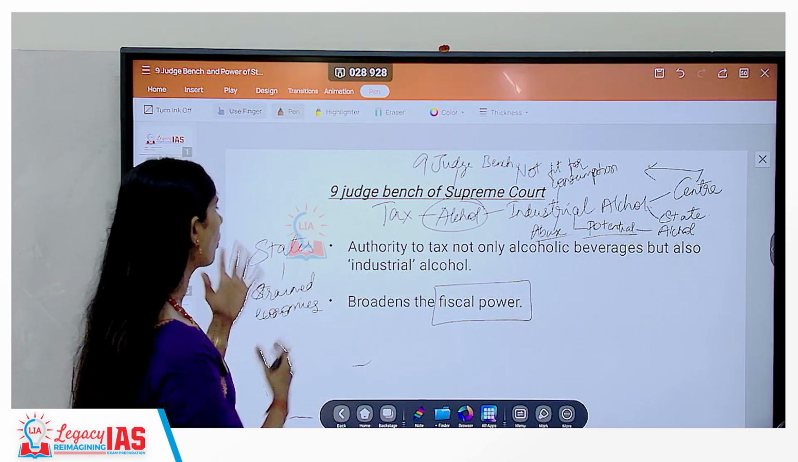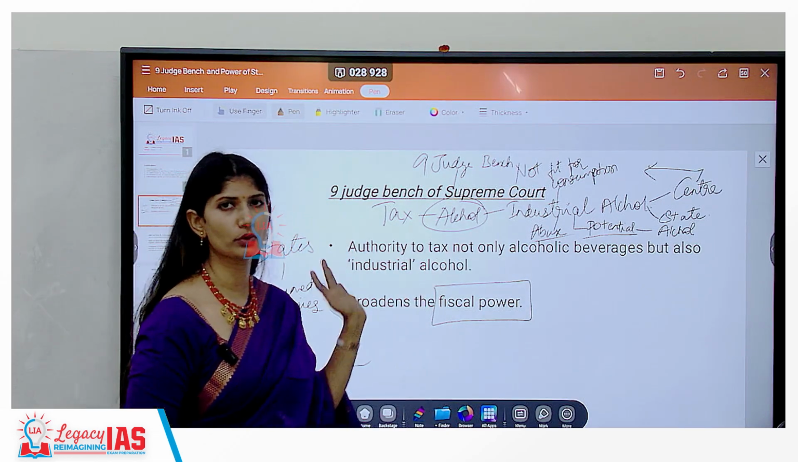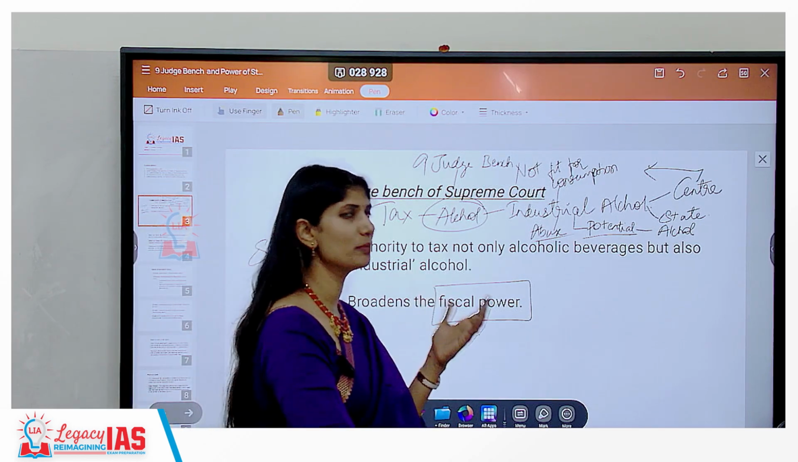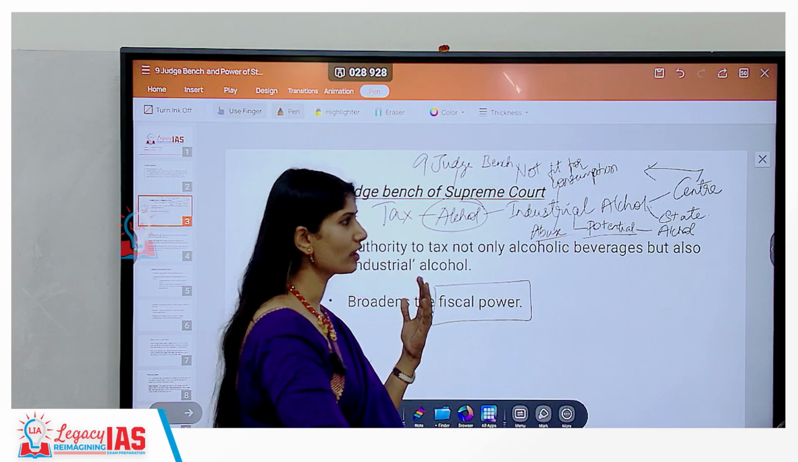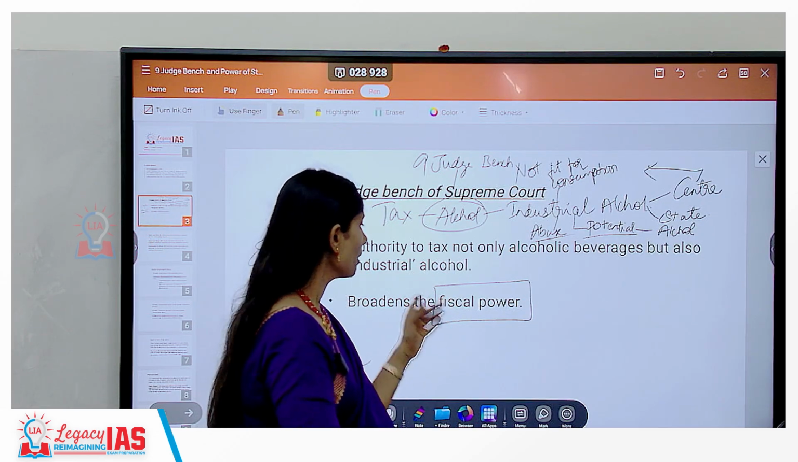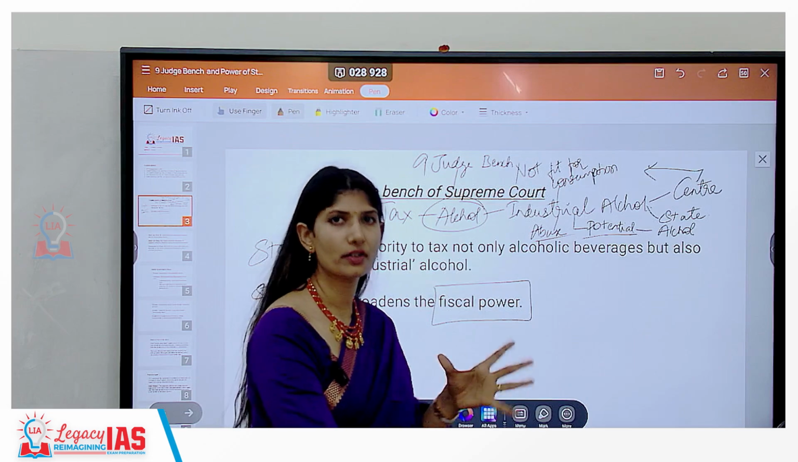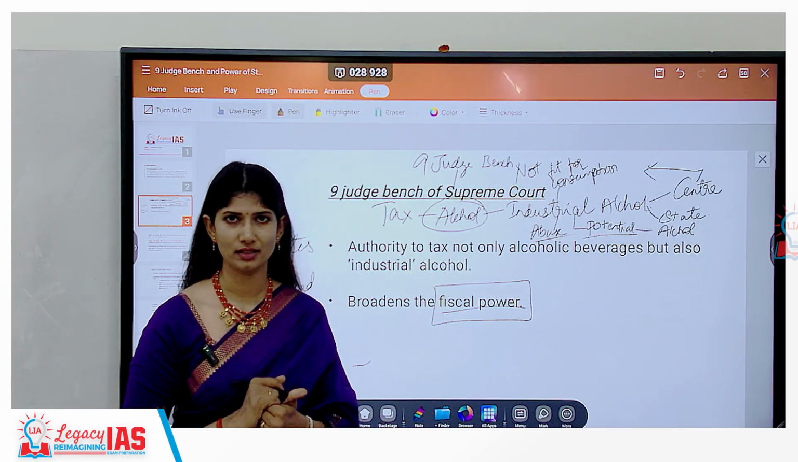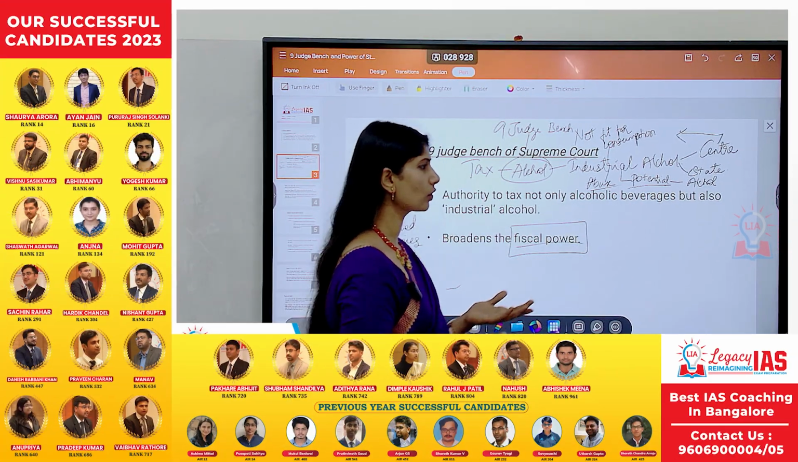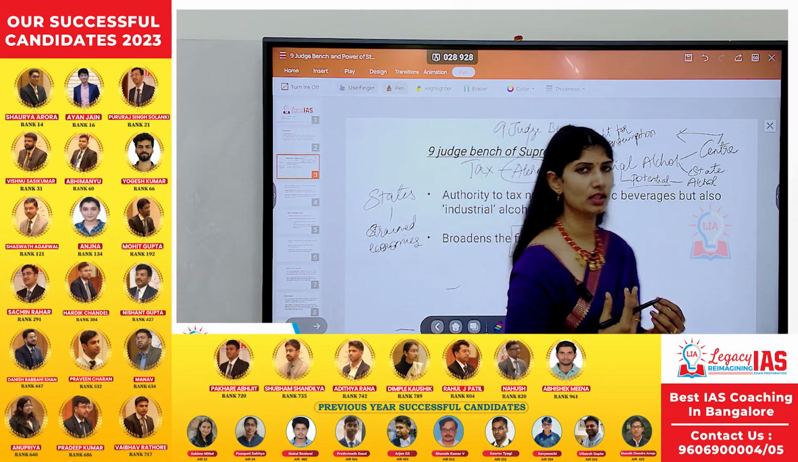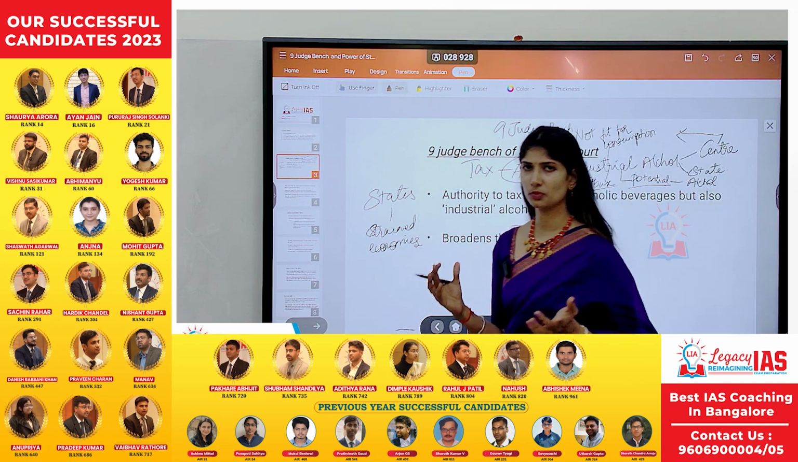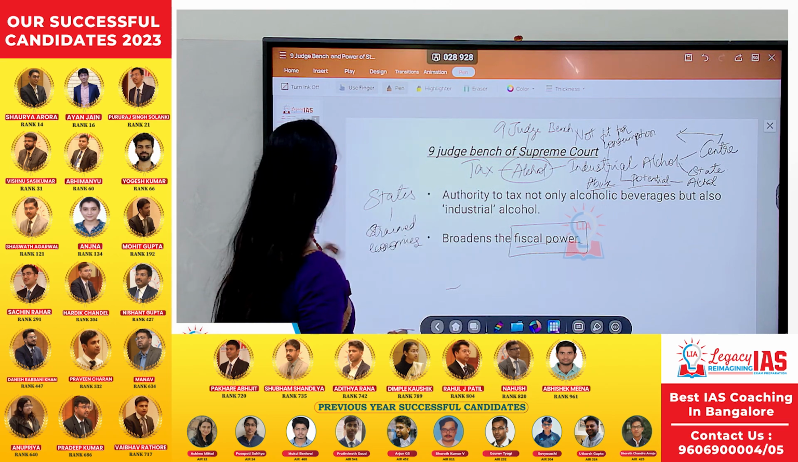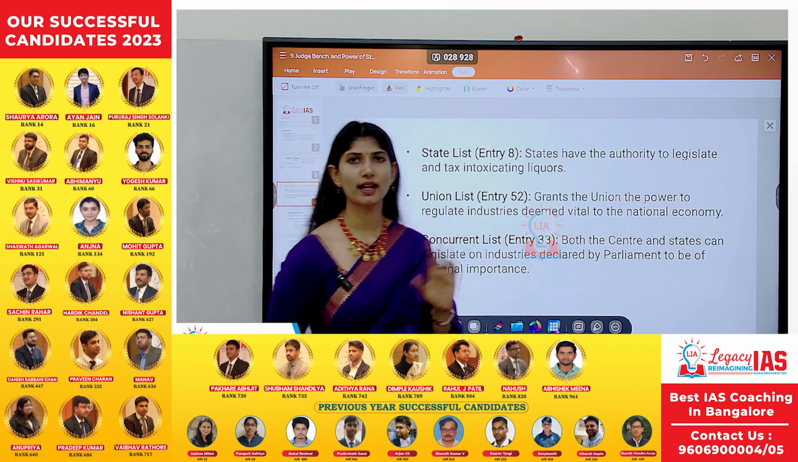Now, when the states want to tax something, the center tells them, no, it's mine, you don't do that. Somewhere they feel the federal balance is getting hampered. But if this is seen from a broader perspective, fiscal power will improve the federal balance. Even the courts are of the view that we should see the concept of alcohol from a broader perspective. So, as I told you, these are overlapping entries.